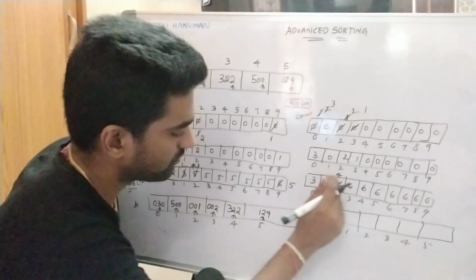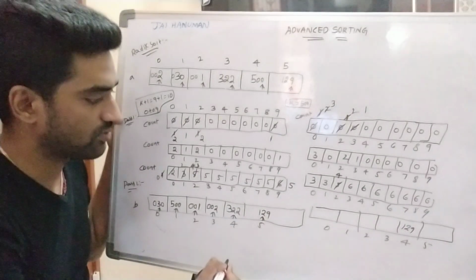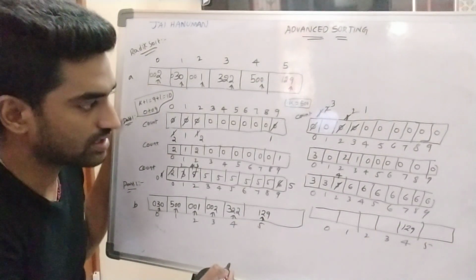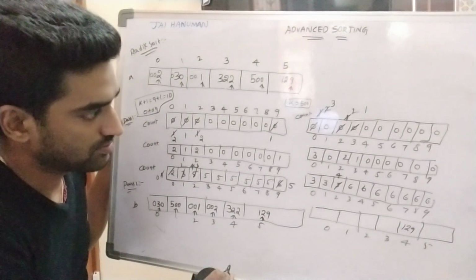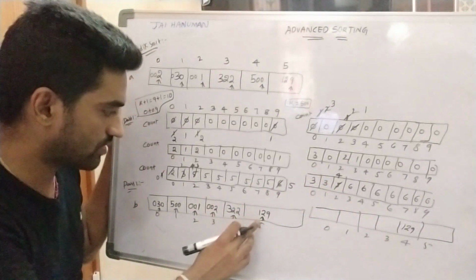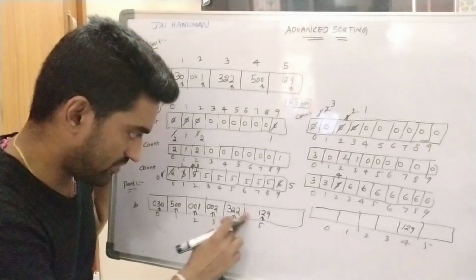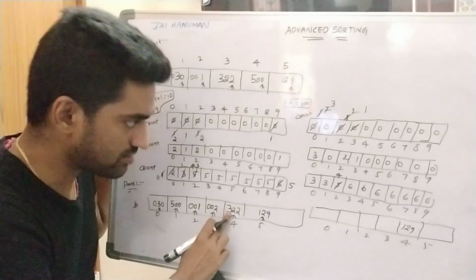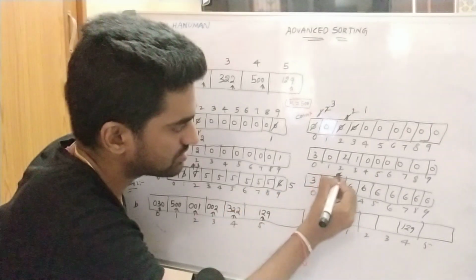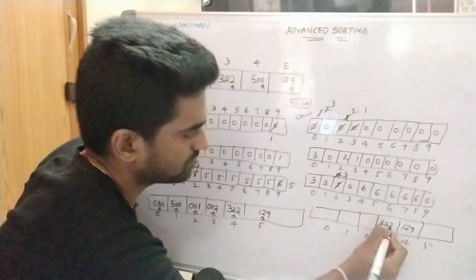That is 4. At the fourth position we are storing 129. Then the i value is decremented by 1. Go to the second position, so the second index is decremented by 1. So at the third position we are storing 322.